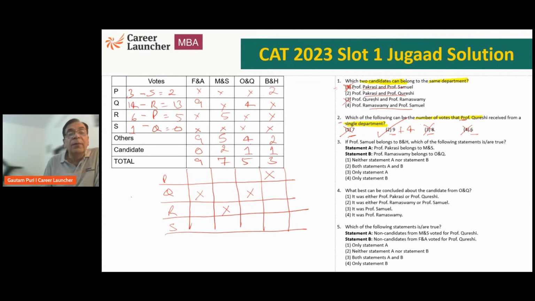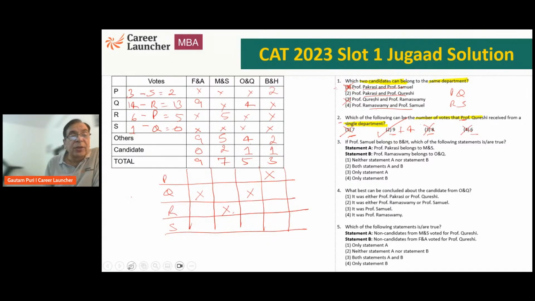Where are we stuck out here? We need to look at whether it is PQ from the same department or RS from the same department. Now let's look at this part. The 2 candidates are from MS. That means R cannot be that candidate who's from the same department.